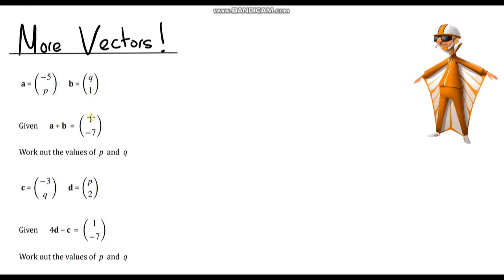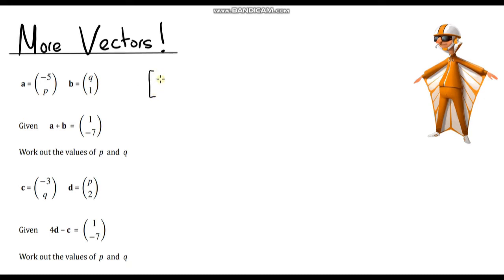And now we've just got a couple of problem solving questions to have a go at. So we have 2 vectors, a and b, and it says given that vector a plus vector b is this column vector, work out the values of p and q. So we need to work out these 2 missing values. So we know that when we add these 2 vectors together, we get this. So let's write that out.